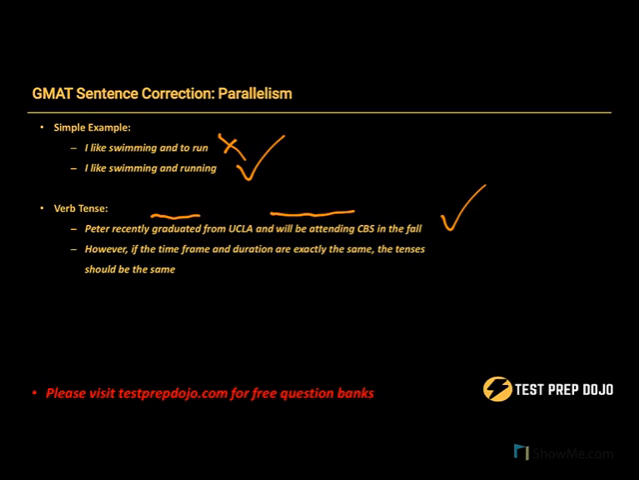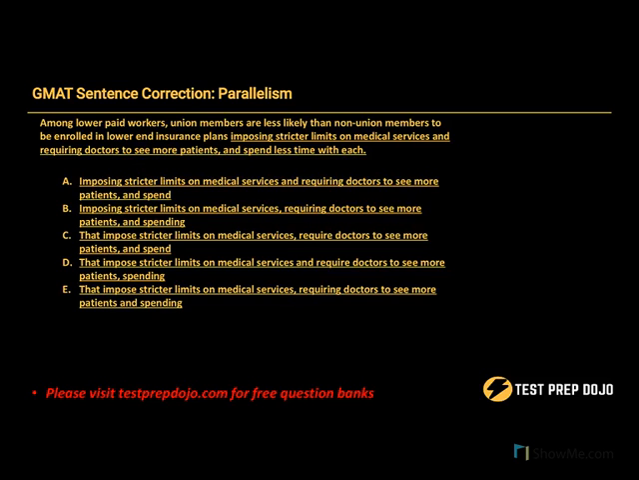However, if the components of the sentence, the two things or the multiple elements that are being put in parallel, have a good reason to be the same tense, for example, they're pertaining to the same time frame and duration, then it will serve the author's meaning better to have all of the verbs in the same tense, and that should increase your confidence that the answer is correct. But again, you just need to do a lot of practice. That's where Test Prep Dojo comes in, and you'll get a feel for it if you work enough problems.